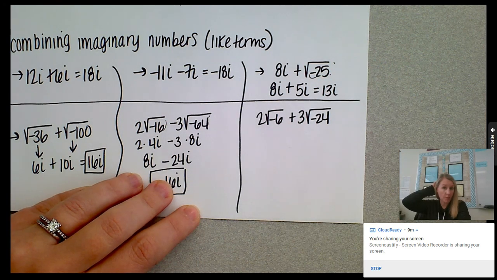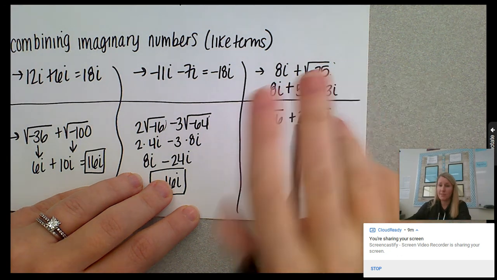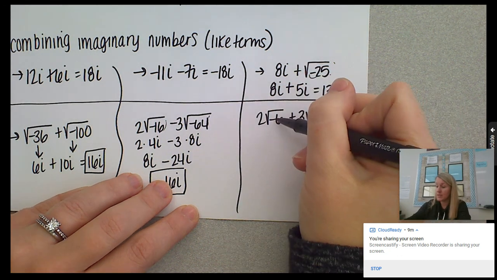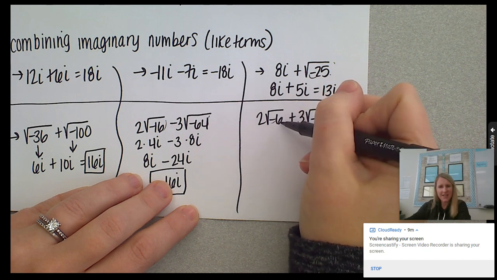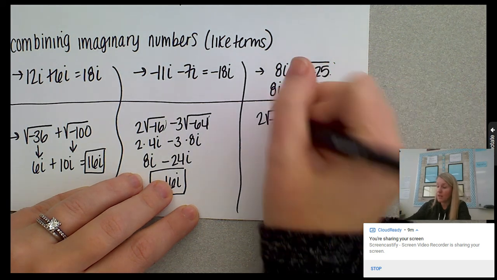Okay. So we don't have perfect squares here, which is fine. Life happens. So I'm just trying to simplify what I can. What I notice is I know I'm going to have an i here, but square root of 6 I can't break down. There's no perfect squares, nothing really happening. But I can rewrite this.